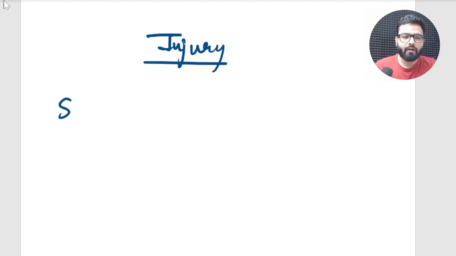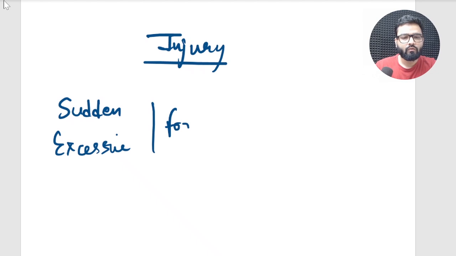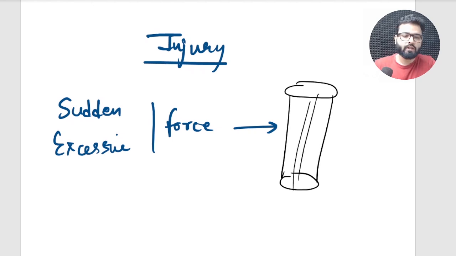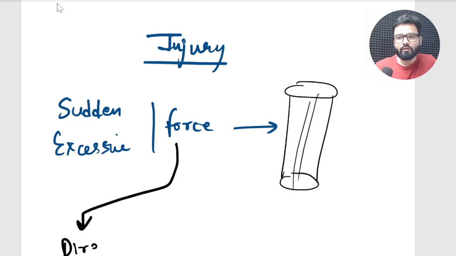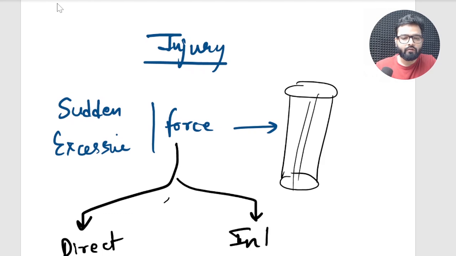What is an injury? It can be a sudden and excessive force which is applied to the bone. So what is injury? It is a sudden and excessive force applied to the bone or the part of the limb, you can say, which the bone will not be able to bear. Now this force can be applied in a direct fashion and an indirect fashion.